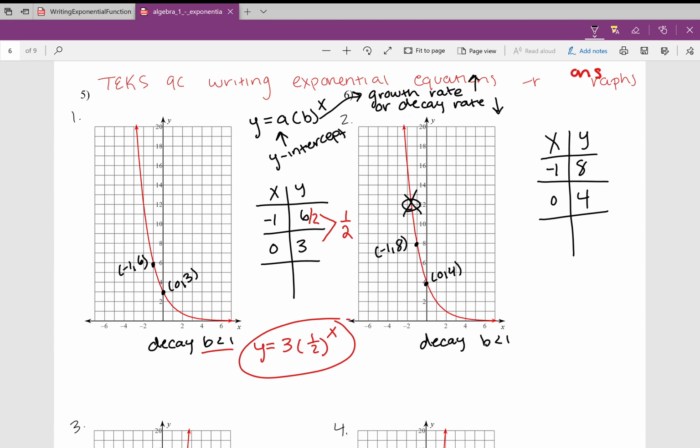Okay, so now let's look at our change in y, or our rate. So from 8 to 4, it looks like it's being divided by 2 again. And we know that dividing by 2 is the same as multiplying by 1/2. So we can now write our answer. We have y is equal to 4, because that's the y-intercept, times (1/2) to the power of x. That's our answer.